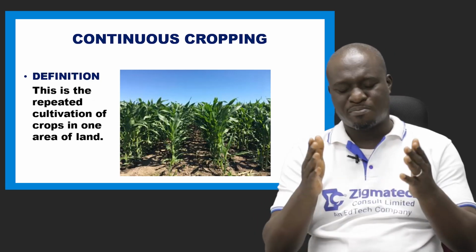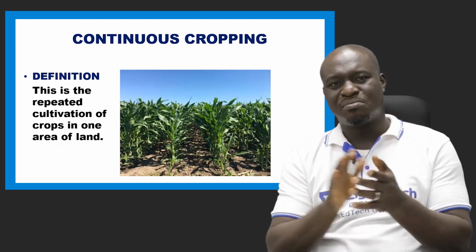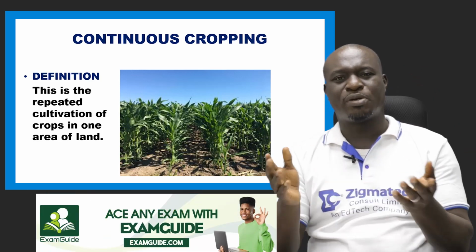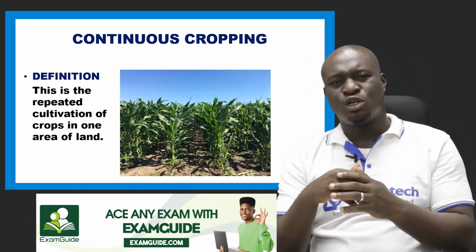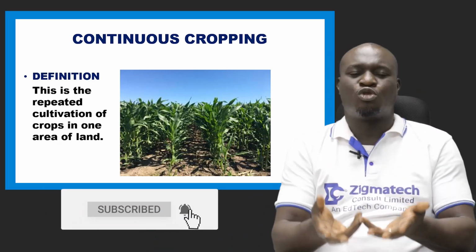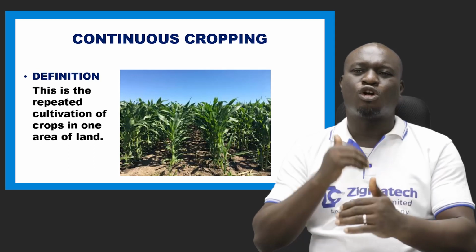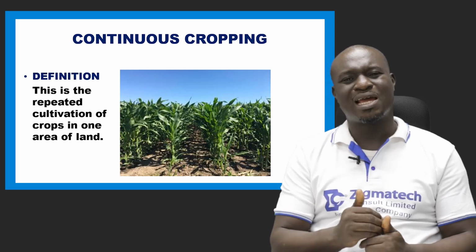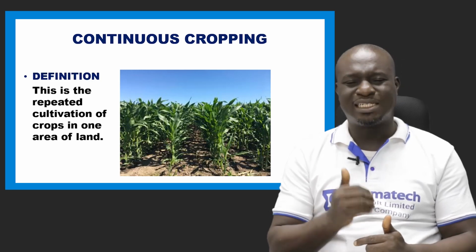So on a particular piece of land, you can plant maize. After some time, you plant something else, probably cowpea or beans, and then next time you plant cassava, and so on, and you're not giving that particular soil or that area of land space to recover and replenish its lost nutrients. So that's what we call continuous cropping. And like I also said, continuous cropping is not one of the best farming practices. It has a lot of disadvantages.